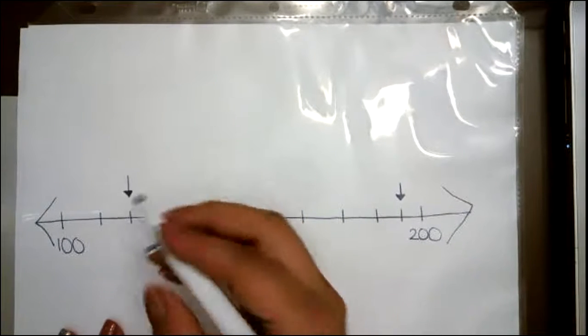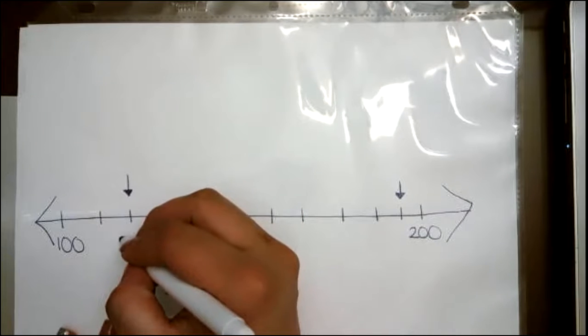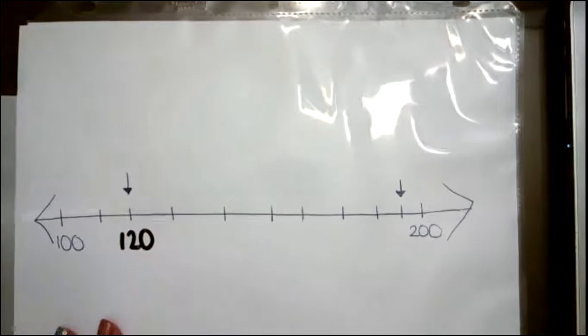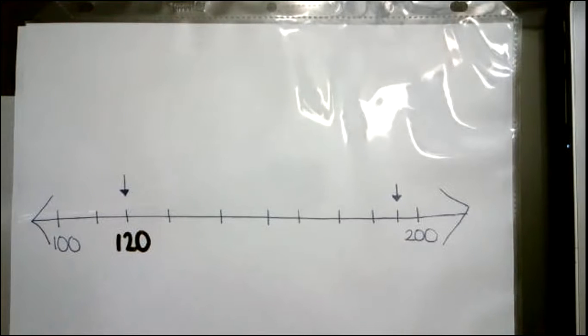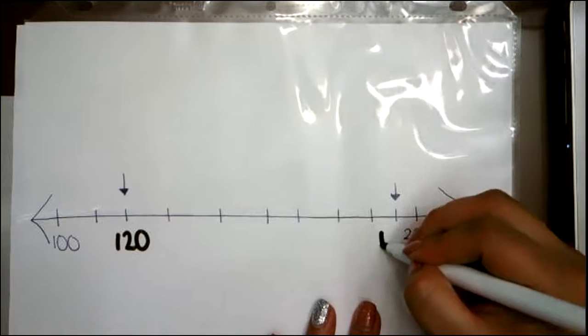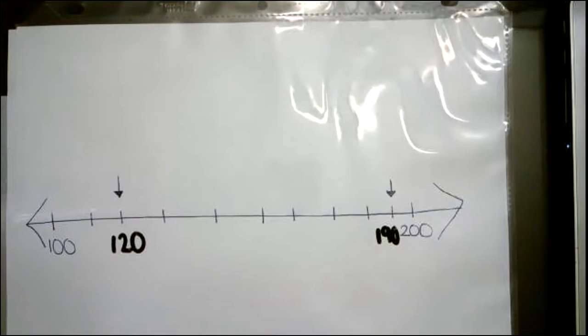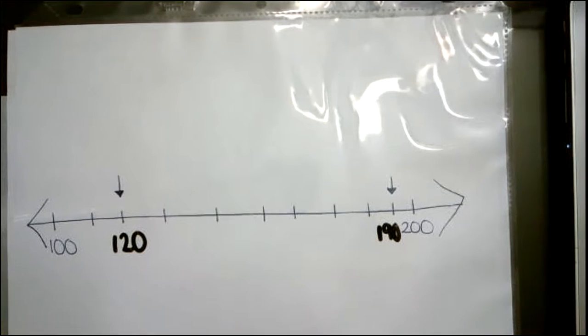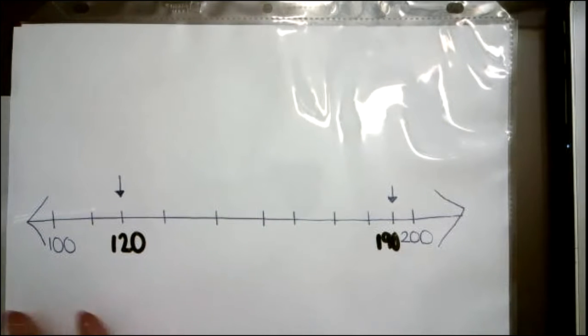So first we need to label what our arrow is pointing to, and we said this one was 120. What about this arrow, my friends? Yeah, think about it as 10 less than 200. What is that? 190. Good job. So now that we know what our numbers are, we need to figure out if we're going to round to the nearest hundred. So I'm going to draw an arrow pointing to my nearest hundred.